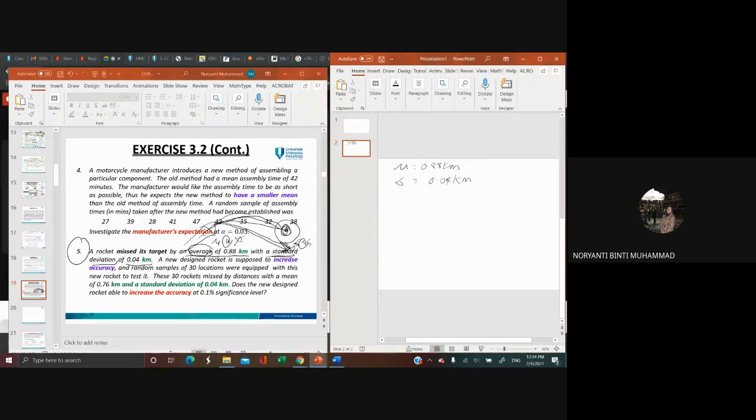Okay, so that's how. And then the second sentence, a new design rocket is supposed to increase accuracy. Alright, so we have a new rocket design, maybe it's bulbous like this. So we want to try to shoot at here as well. And then this one we consider increase accuracy. So, when it says increase accuracy, is it greater than or less than? Anyone? Greater than. Are you sure?